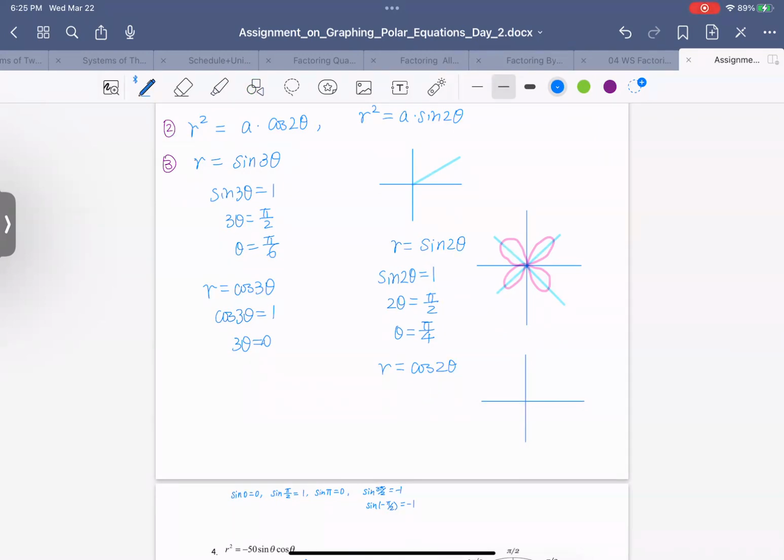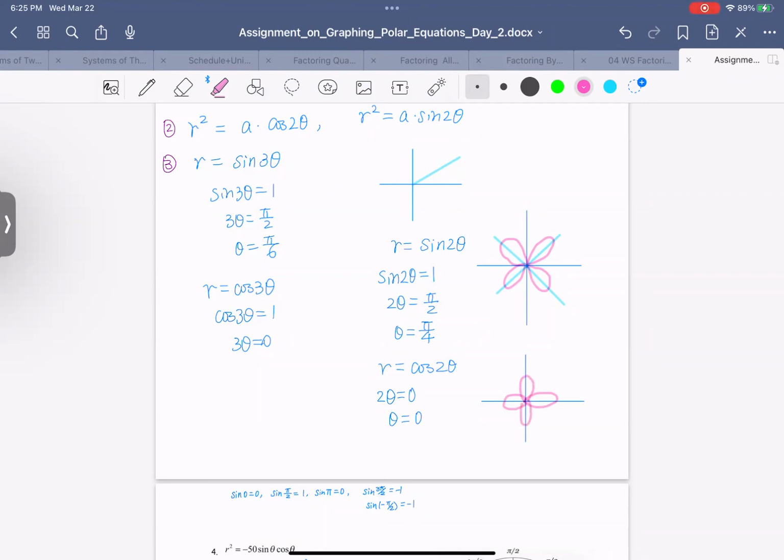Well, it's just gonna be on the axis then, right? Yeah. So 2 theta equals 0, right? Yeah. Theta equals 0. So this is also easy, right? Make sense? Yeah.